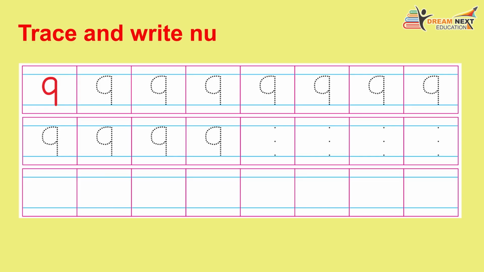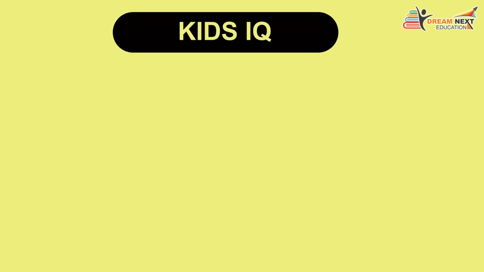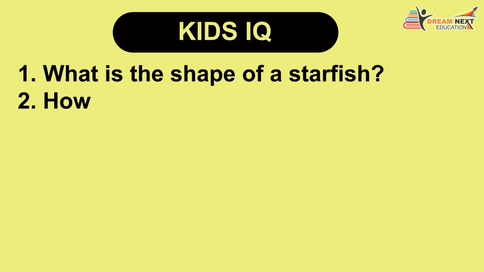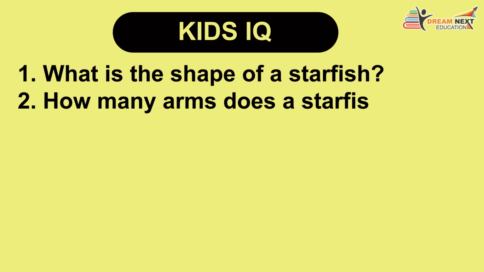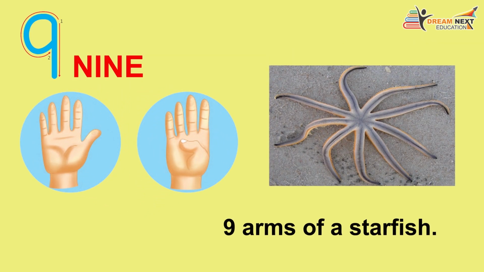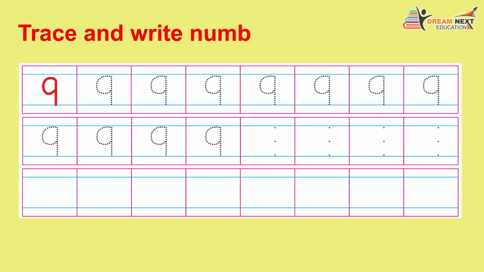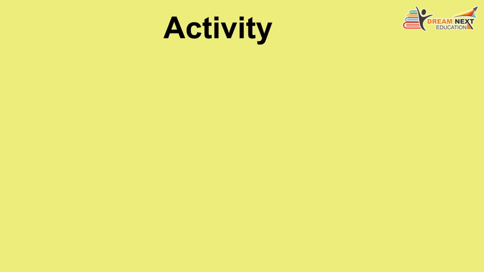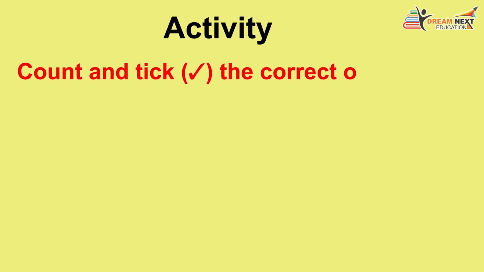Trace and write the number 9. Kids IQ. 1. What is the shape of a starfish? 2. How many arms does a starfish have? 9. 9 arms of a starfish. Trace and write the number 9. Activity. Count and tick the correct option.